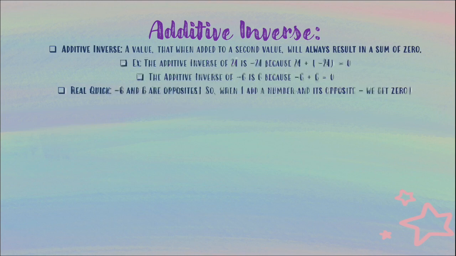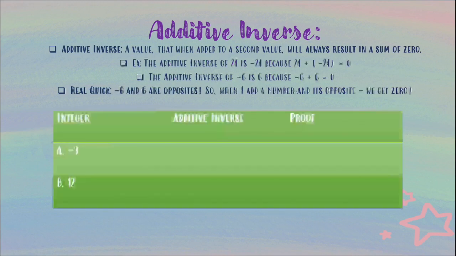Right? We've seen this. Negative 6 and 6 are what we call opposites, right? They're the same distance from 0, but on different sides. So when I add a number to its opposite, we're always going to get 0. So let's try a few here.